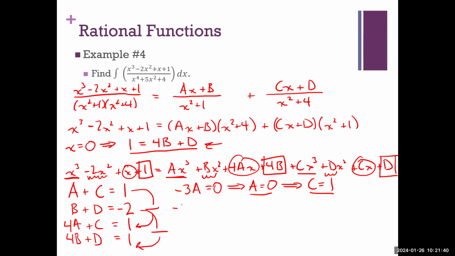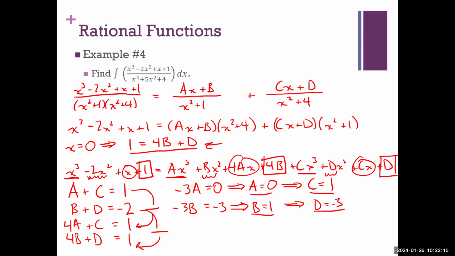b minus 4b is negative 3b. d minus d is 0. Negative 2 minus 1 is negative 3. So b equals 1, right? Which means d is equal to negative 3. Let's double check those. And so I'll stop there. We just got a lot of information. Any questions on where any of that came from?